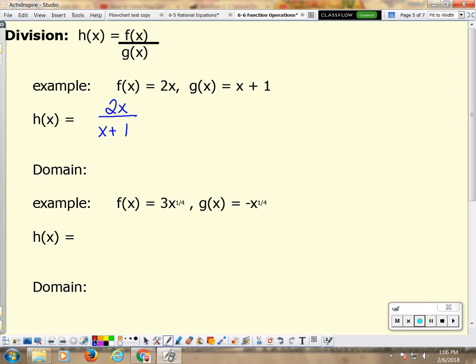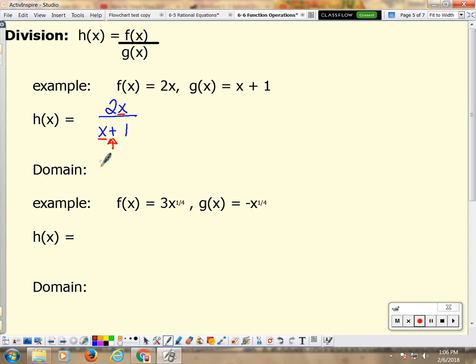You cannot, because this is going to be a question you have right now, you cannot cancel this x and this x. They do not cancel. You have a plus sign here. And if you cancel them out, it's going to totally change the value of this function. So, you cannot cancel. That is the answer, 2x over x plus 1.